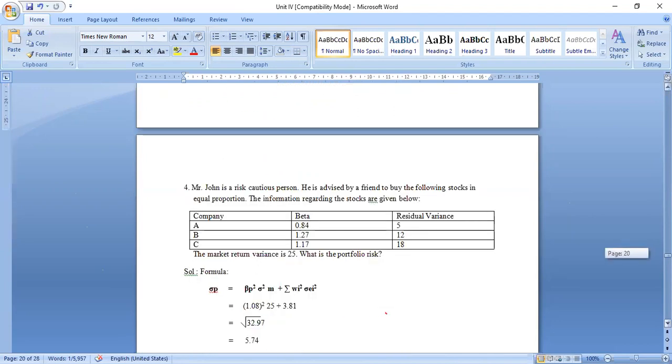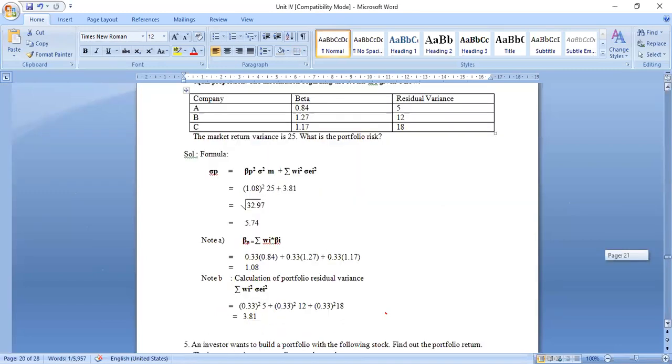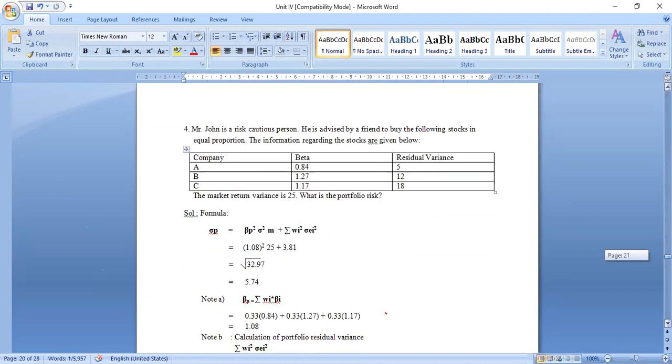That is why we have squared this value of 12. Whereas here, they have given the residual variance directly as 5, 12, 18, so you need not square it again. If it is standard deviation, then you have to square it. If they have given the variance directly, you just insert the values. For example, the market return variance is 25, so you just take 25. If they had given the market return standard deviation as 25, then you would have to square it.